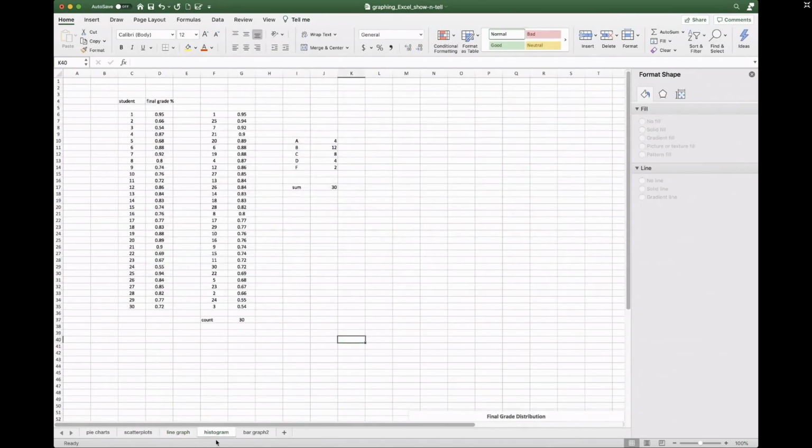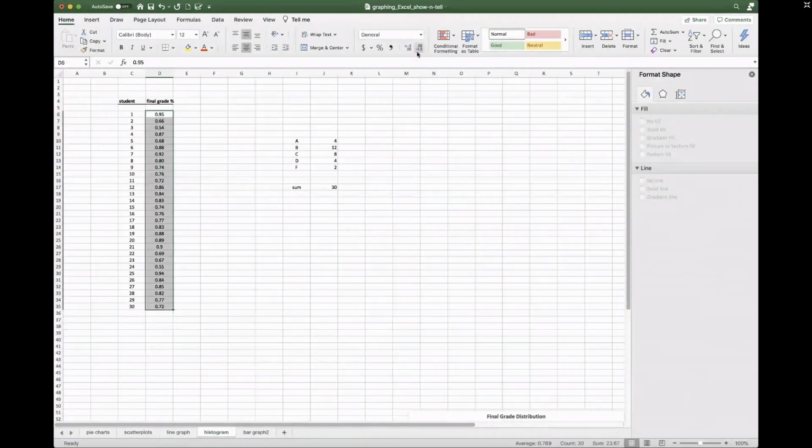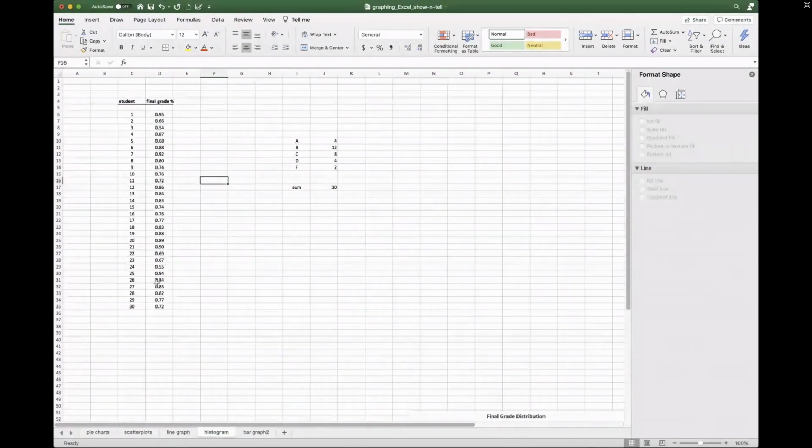Now, the histogram, remember, here's my original data set. Here's student and final grade. Okay, so there were 30 students. Here's their percentage. Now, I can't make a histogram of this because if you go back to that idea, it has to be binned, right? What are my categories? I want my categories to be A's, B's, C's, and D's, right? But the way it's written, those are not A's, B's, C's, and D's.